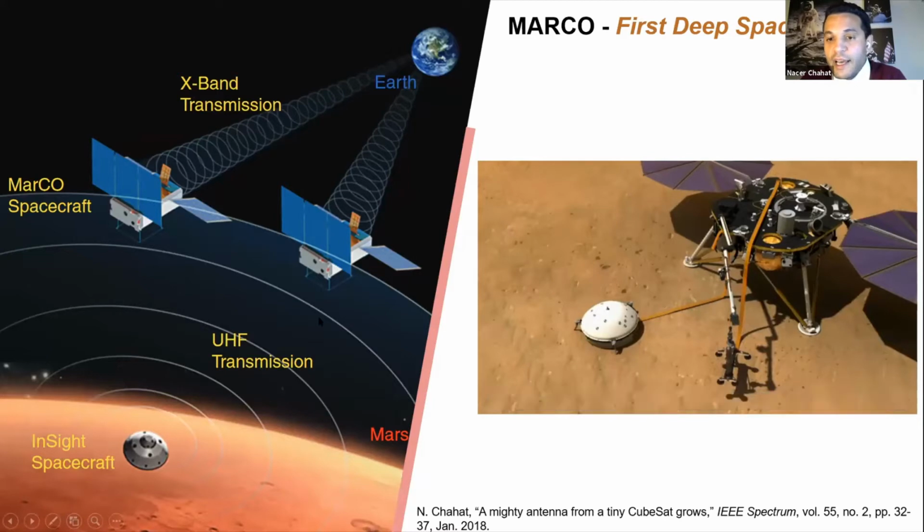So let's take a look at, oh, the video doesn't work? Okay, well, I guess we're not going to look at the video. The video just illustrated the InSight communication to this CubeSat, and the CubeSat deploying in space and transmitting the data back to Earth.